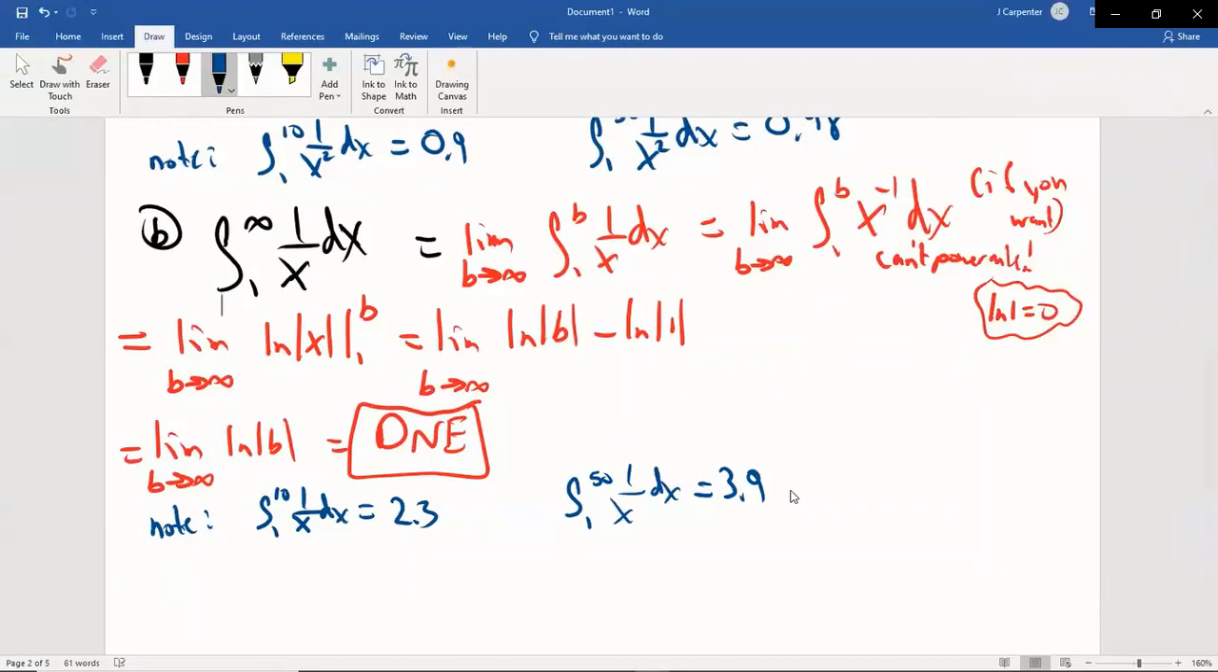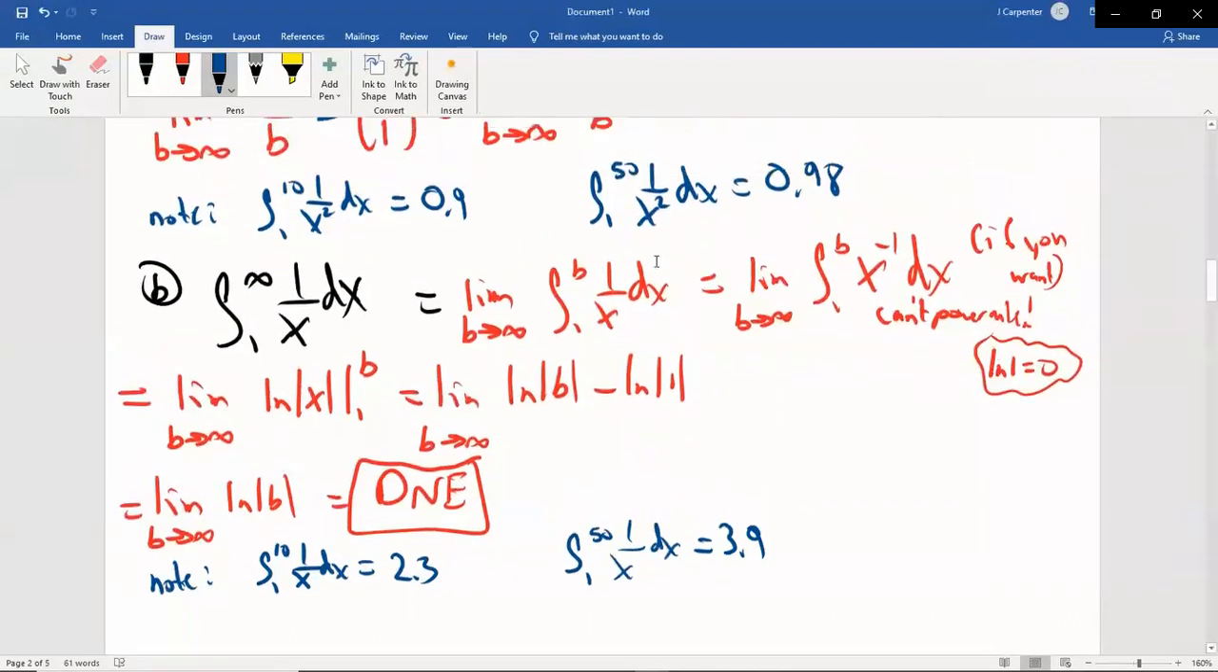The fact that we went from 2.3 to 3.9, changing from a width of 9 to 49, is a clue that this is what we call divergent, especially if you compare it to the previous example. Look at how close these are to each other, 0.9 versus 0.98. By making a much wider integral width, the area value didn't really change that much on the initial part.